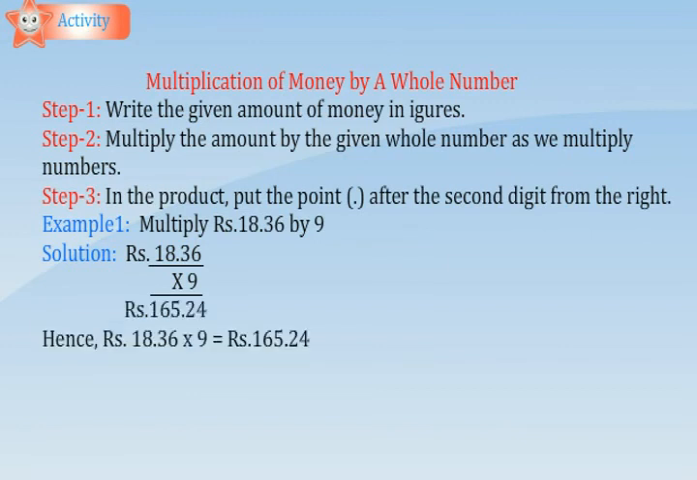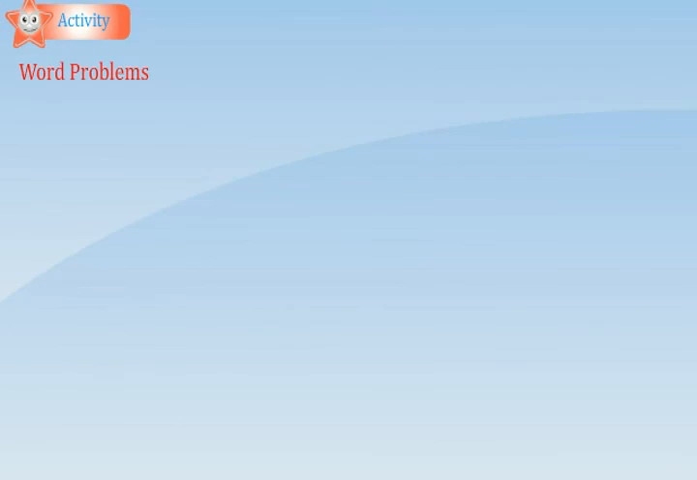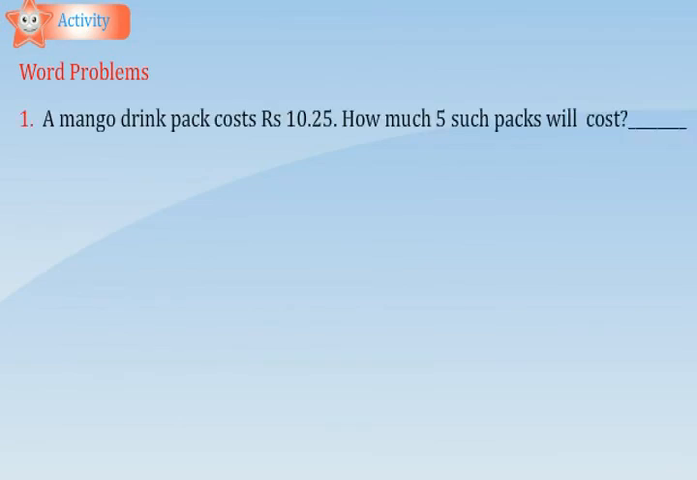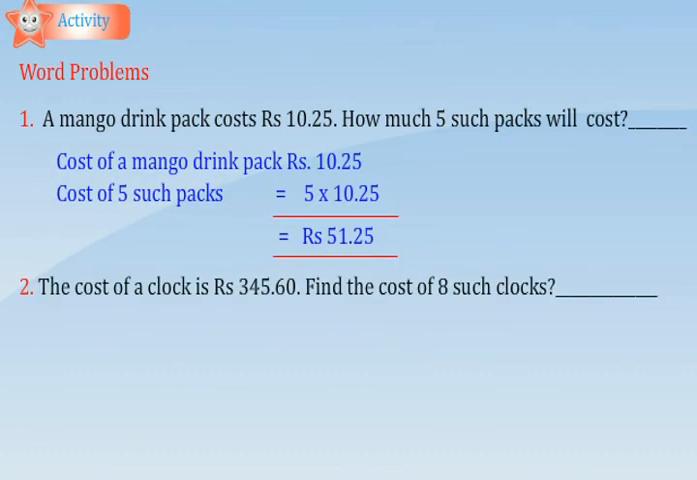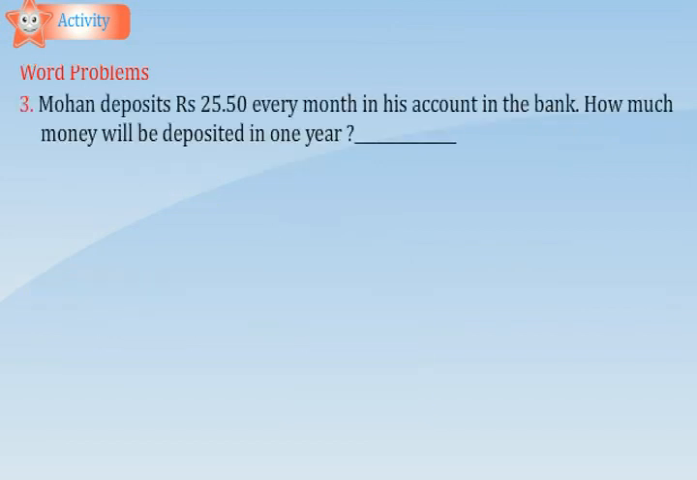Hence, rupees 18.36 into 9 is equal to rupees 165.24. Word problems. A mango drink pack costs rupees 10.25. How much will 5 such packs cost? The cost of a clock is rupees 345.60. Find the cost of 8 such clocks.